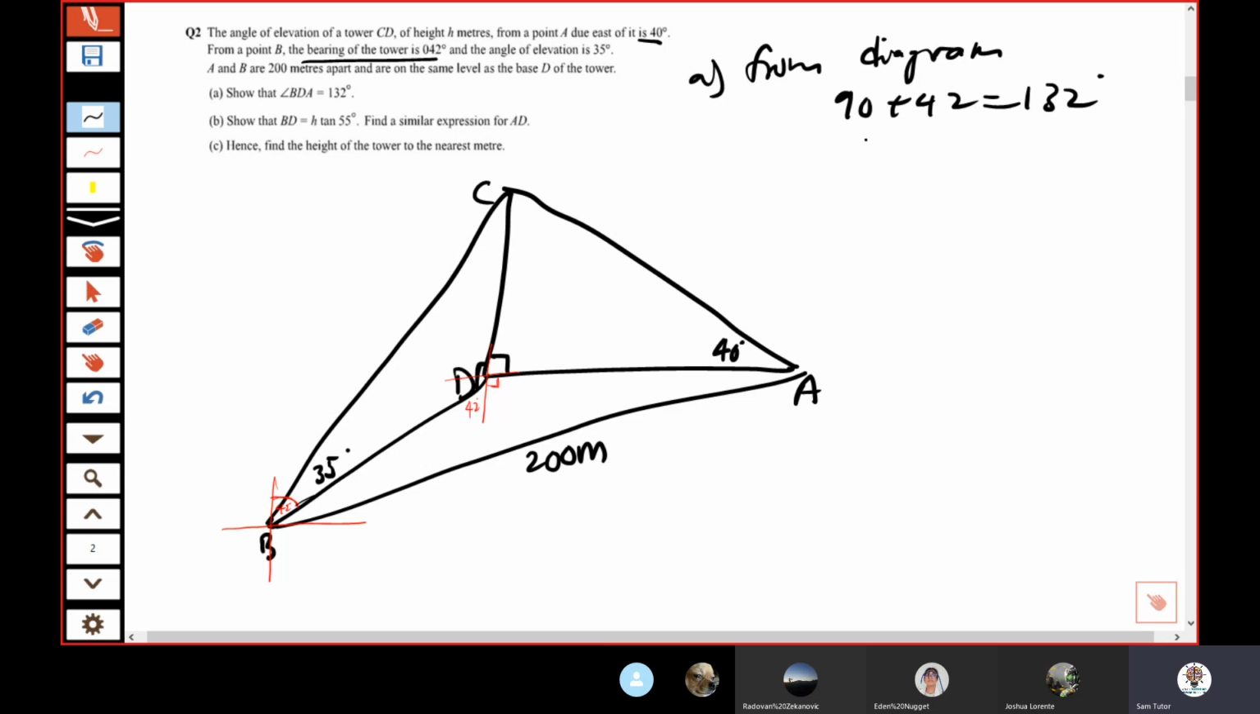So yeah, from a diagram, 90 plus 42 is 132. 90 plus 42, that's therefore angle BDA equals 132. BDA is 132.